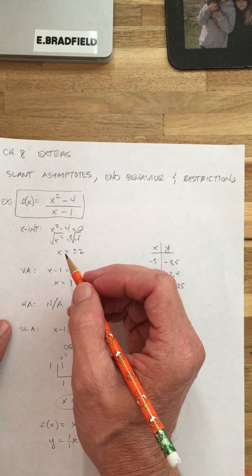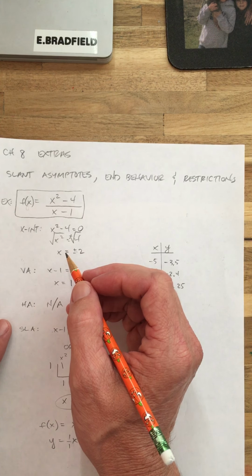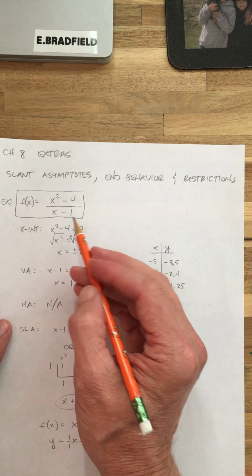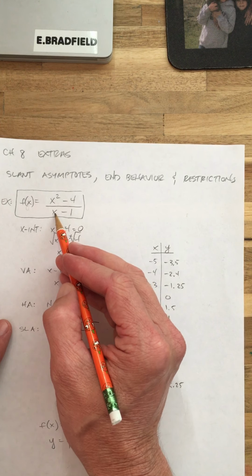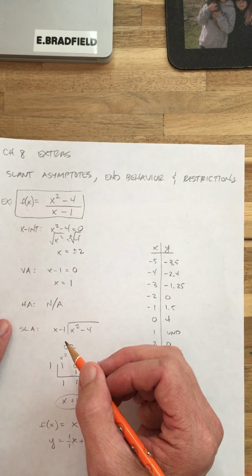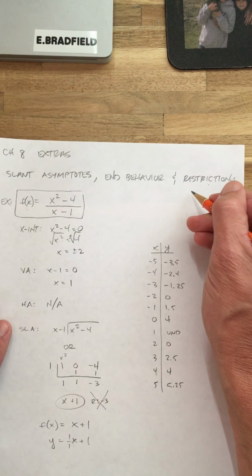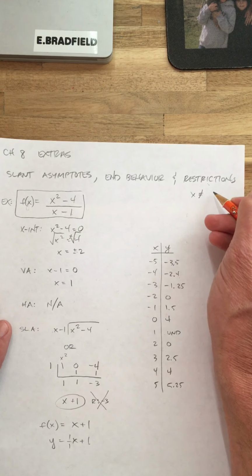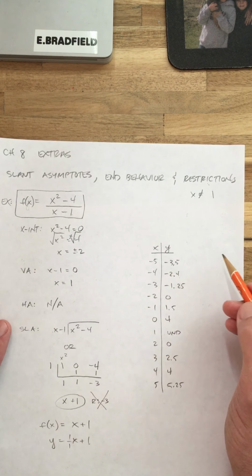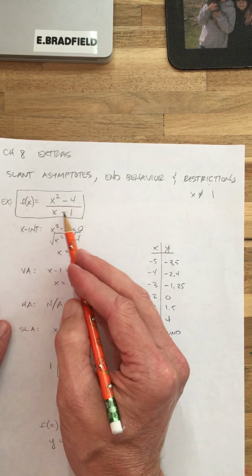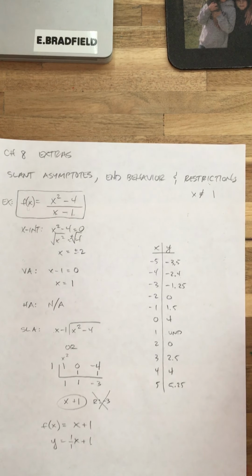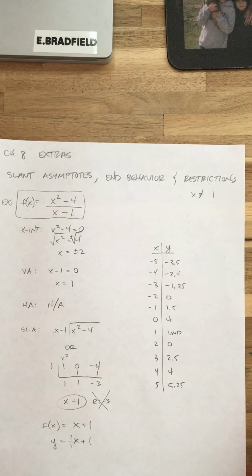Well, remember, you cannot have a denominator that is 0, okay? So what value of x would make this denominator 0? If x is 1, then 1 minus 1 is 0. So your restriction here is x cannot equal 1. Okay, that's your restriction. x cannot equal 1, because if you put a 1 here, 1 minus 1 is 0, and then that's undefined, okay?